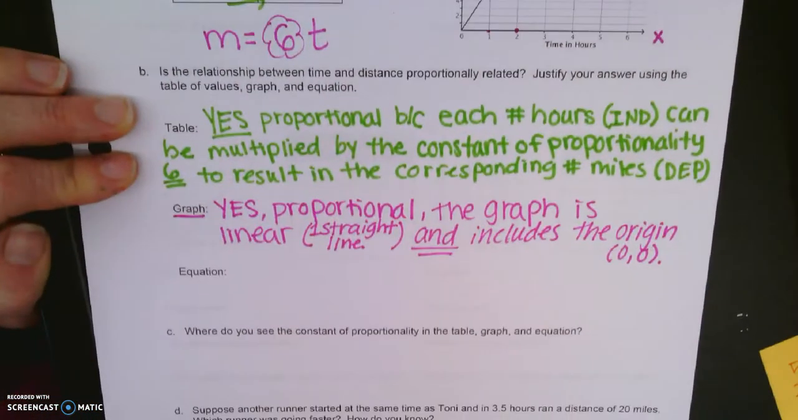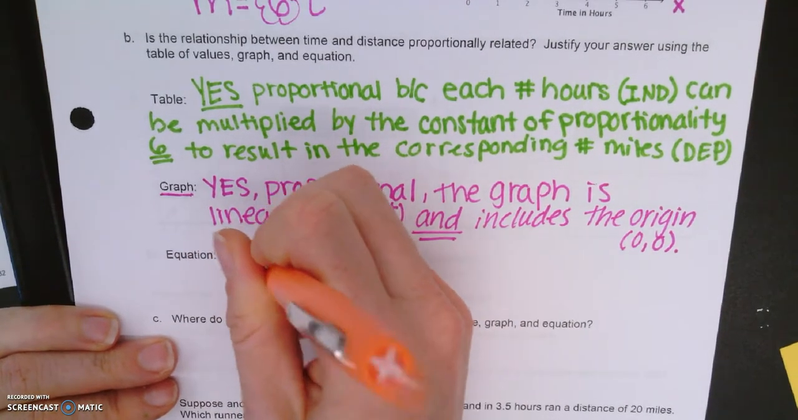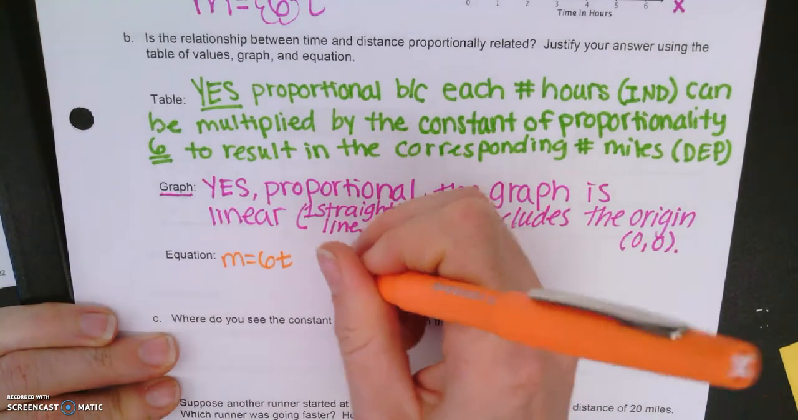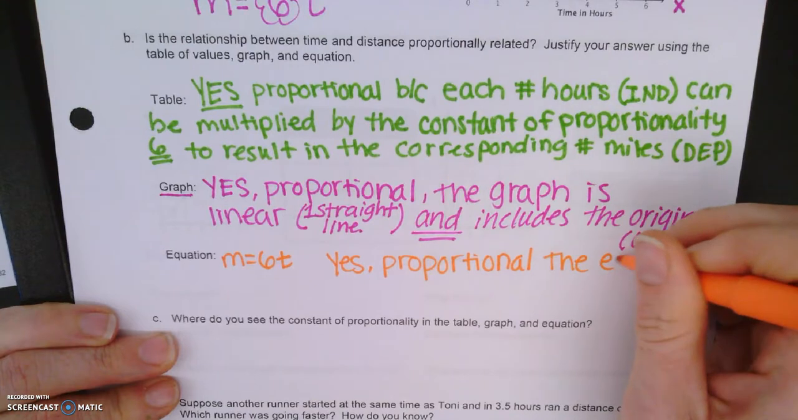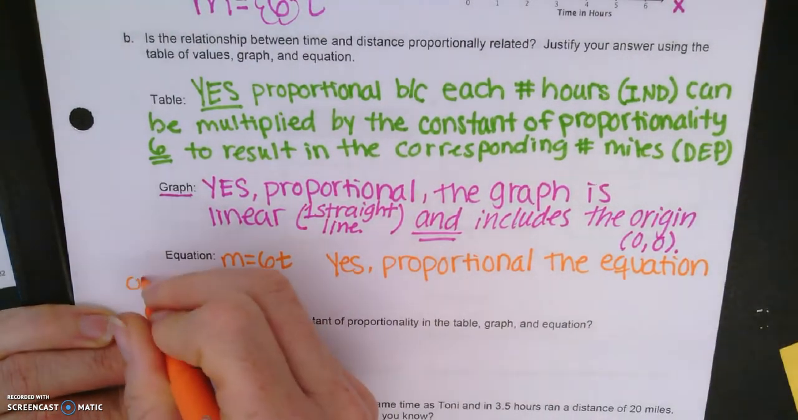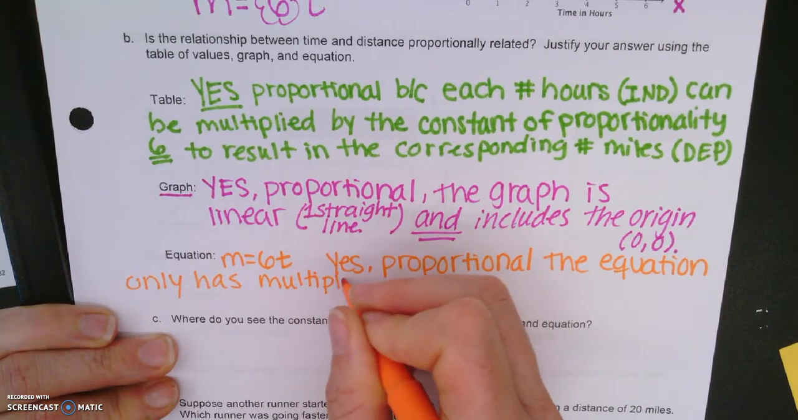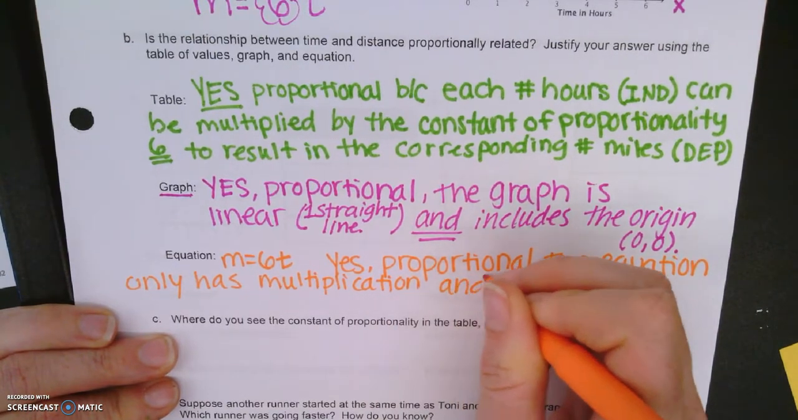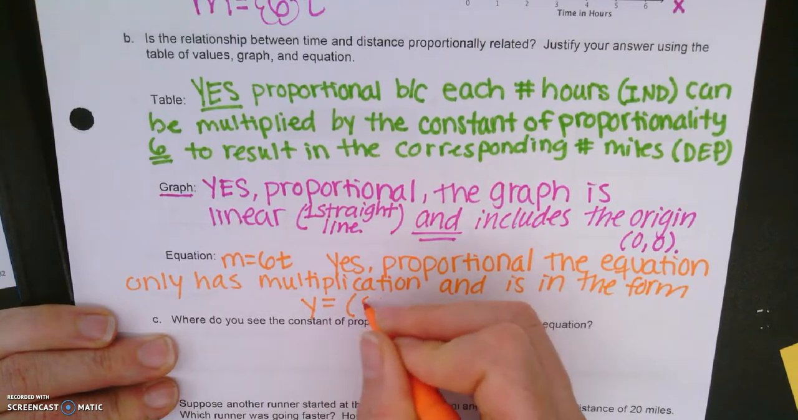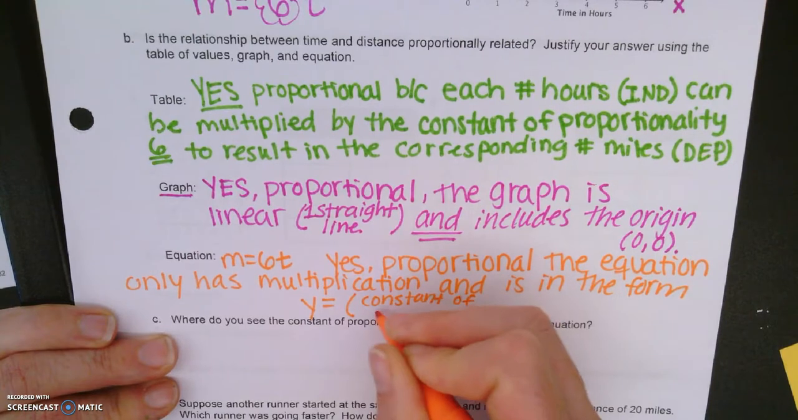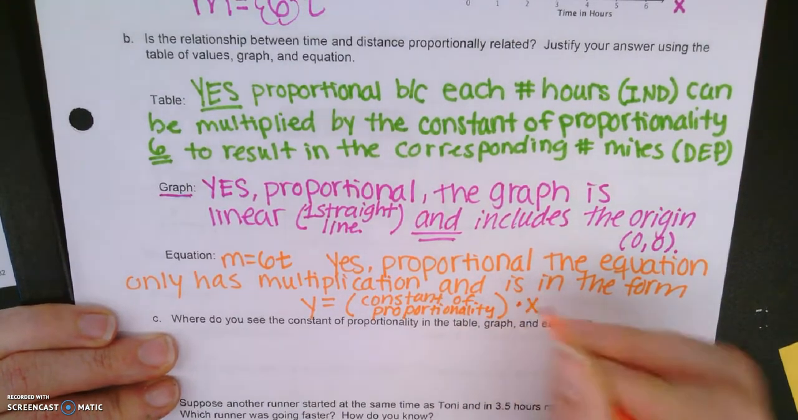Excellent. So let's talk about why this equation shows a proportional relationship. Is the equation proportional? If I only told you that m is equal to 6t, could you tell me this relationship is proportional? Why, yes, you could. You should say, yes, proportional. The equation only has multiplication and is in the form y equals constant of proportionality times x, your unit rate times x.